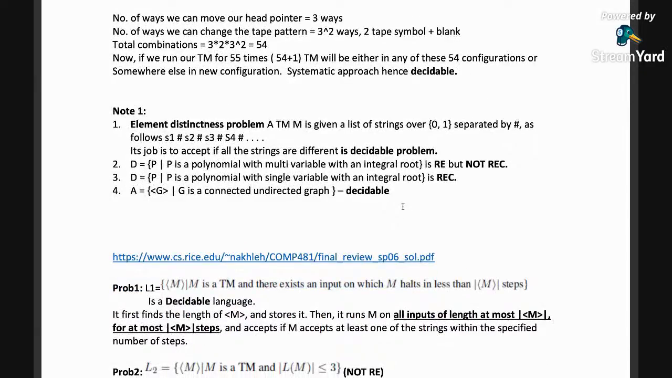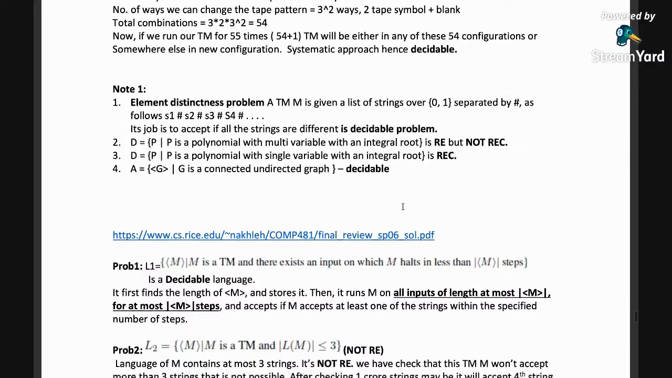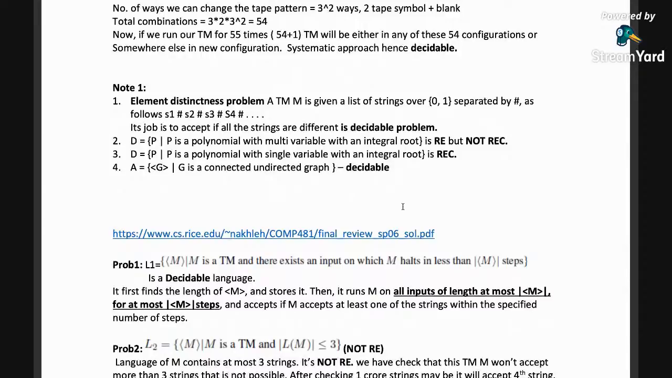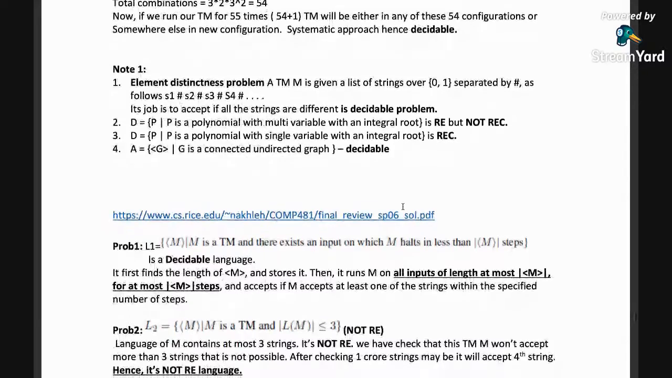Element distinctness problem. A Turing machine M is given a list of strings over 0 and 1 separated by a separator, as follows. Its job is to accept if all the strings are different. It is a decidable problem.